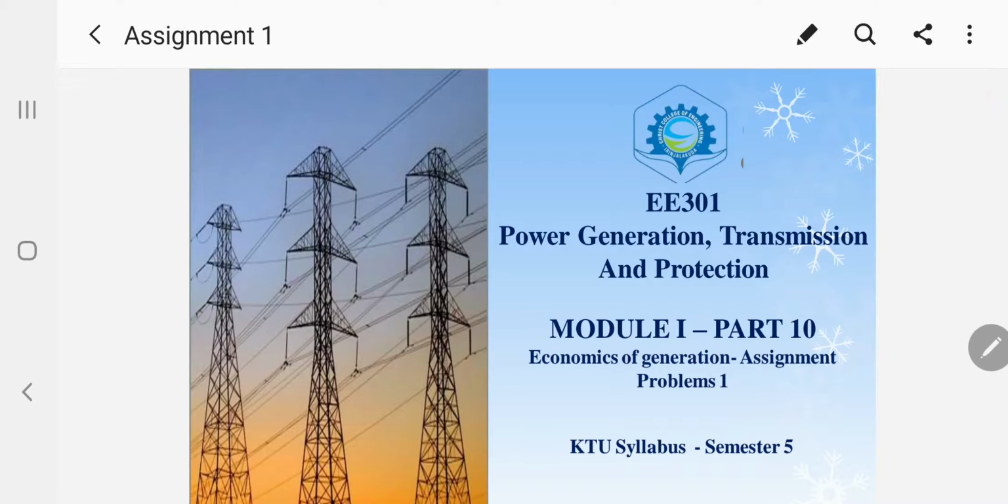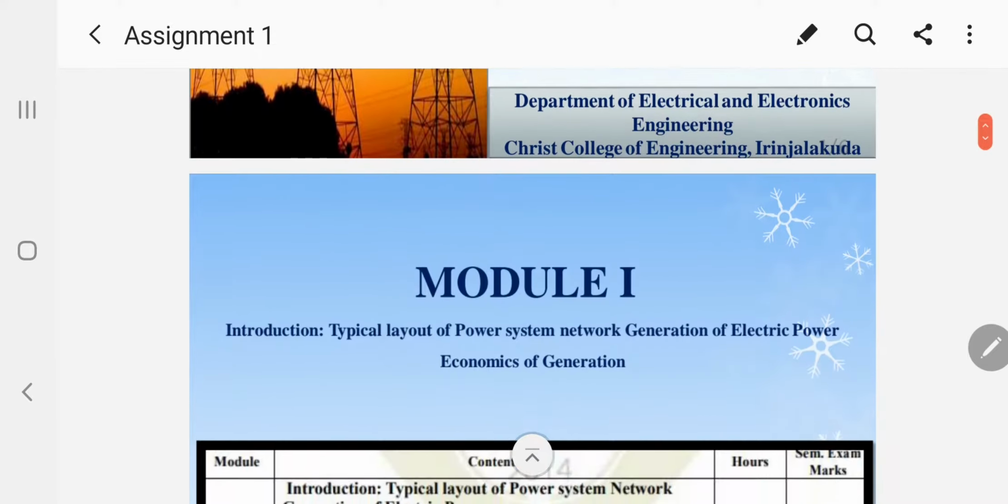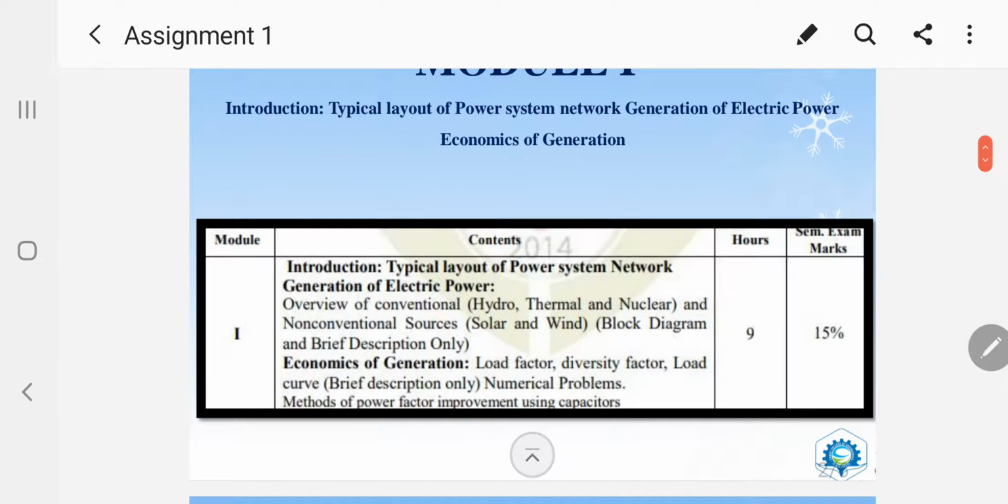Hi friends, so today we are moving into part 10 of module 1 of power generation, transmission and protection, and in this part we are going to discuss assignment problems related to economics of generation. The subject power generation comes under the 5th semester electrical and electronics engineering students of KTU syllabus. So now let's directly move on to the problem.